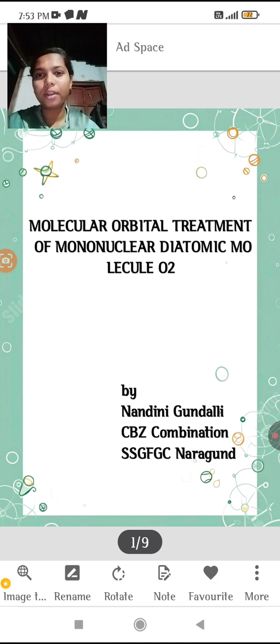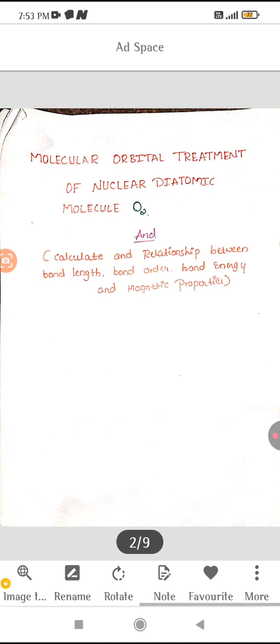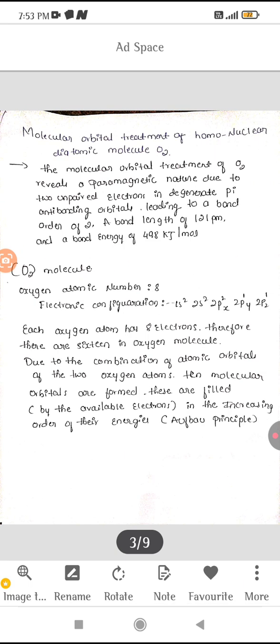My assignment topic is Molecular Orbital Treatment of Homonuclear Diatomic Molecule. Molecular orbital treatment of homonuclear diatomic molecule O2, and the relationship between the bond length, bond order, bond energy and magnetic properties. Now, molecular orbital treatment of homonuclear diatomic molecule O2.